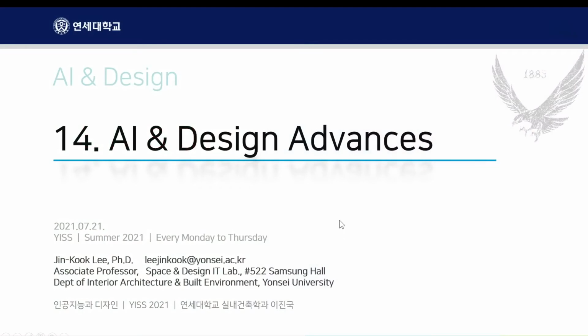Time flies. Time goes really fast, so it's sort of time of wrapping up. 14th, AI and design advances. Actually, you know what? We have walked through an amount of advanced things regarding AI platforms, design related issues, and their integration, their merged new synergy application, by using the term AI and design, AID. So whatever we dealt with in the class, they are all some kind of advanced things. But even more advances, I'd like to bring your attention to today.